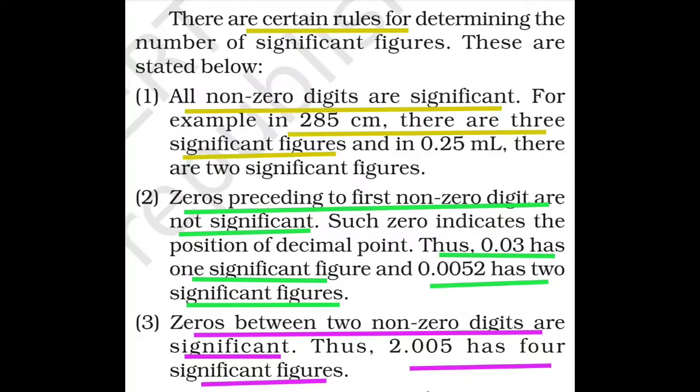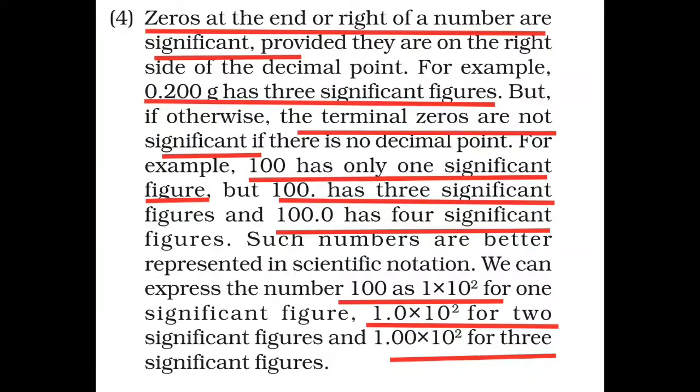Rule number 3. Zeros between 2 non-zero digits are significant, that is 2.005. Between 2 and 5, two zeros are there, but they are significant. So the total significant figures are 4. Rule number 4. Zeros at the end or right of a number are significant. That is, 0.200 gram has 3 significant figures because the zeros are on the right hand side.